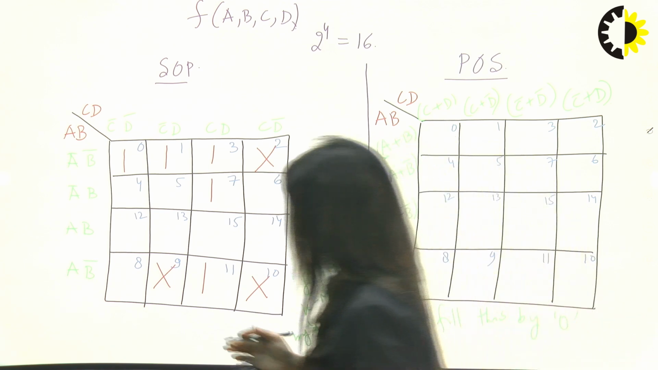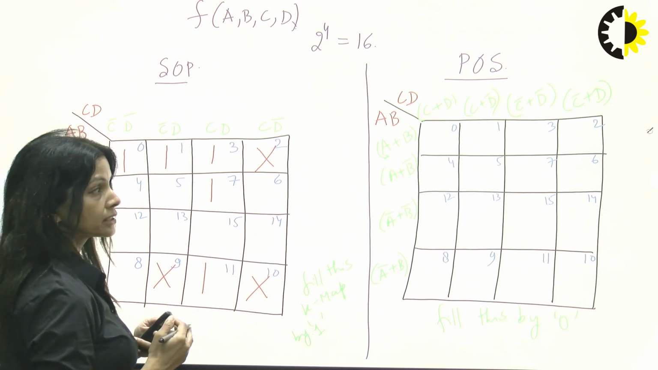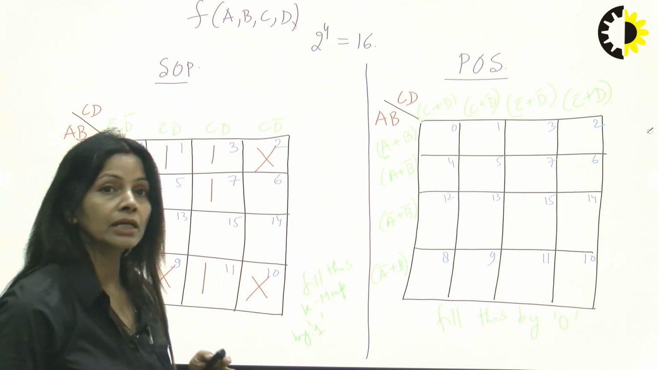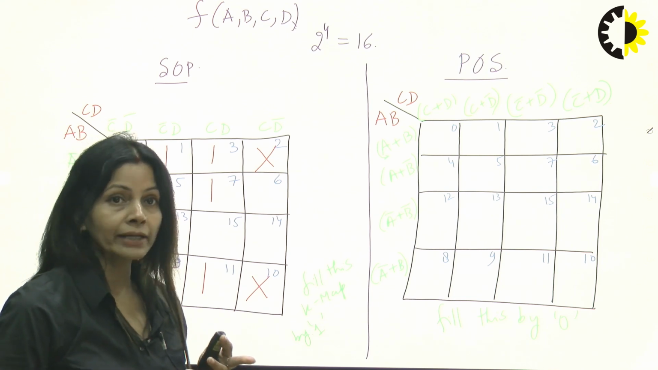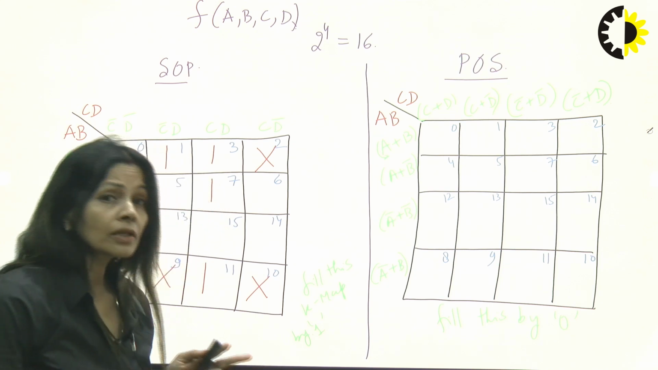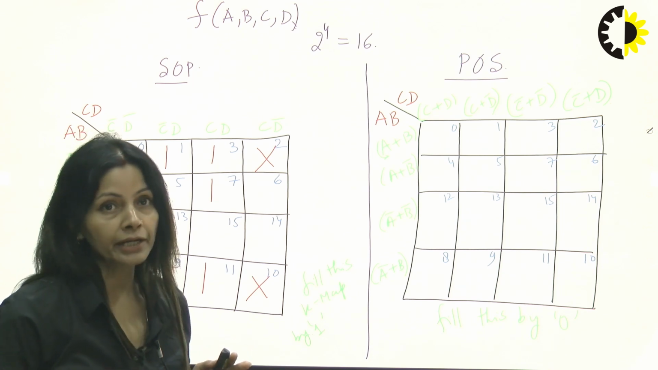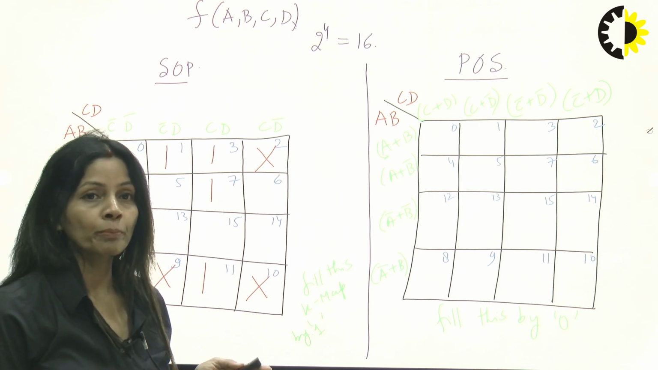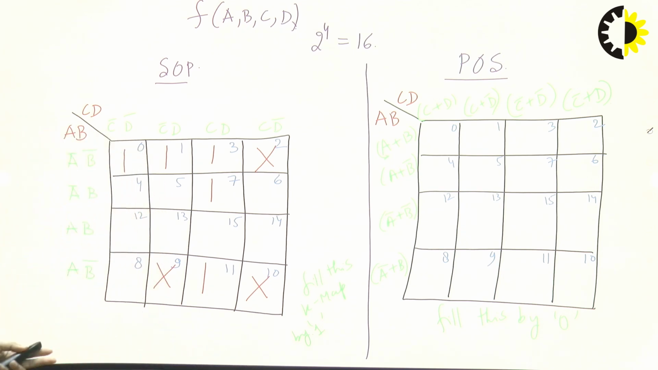So we have to go for the pairs, the quads, the octets and the double octets for a 4 variable K map. If there is a double octet, you won't make the octet, and if there is any octet, you will not go for the quads, and if there is a quad, then you will not go for the pair. That means the double octet is on the highest priority, then the octet, then quad, and after that pairs. A single term will remain if no pair, quad or octet can be made on the K map, right? So here we go.